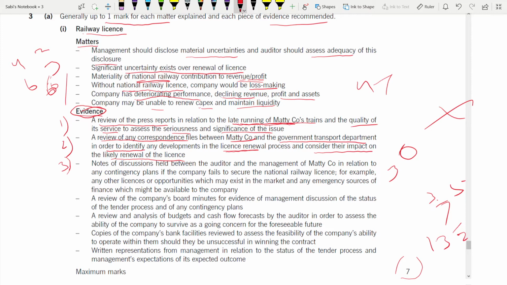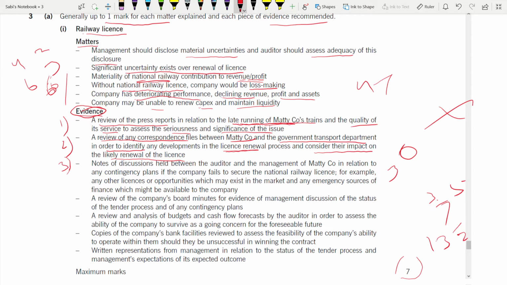Okay. Then the company's board minutes of meeting, then the company's cash flow budgets, the company's bank statement, written representation from management. So all these things you can use as evidence. Think of the parties who are involved. Then it's easy for you to get the evidence.